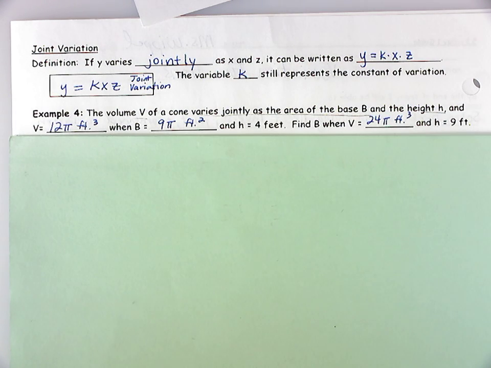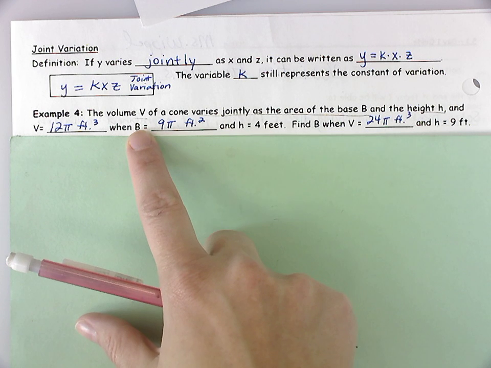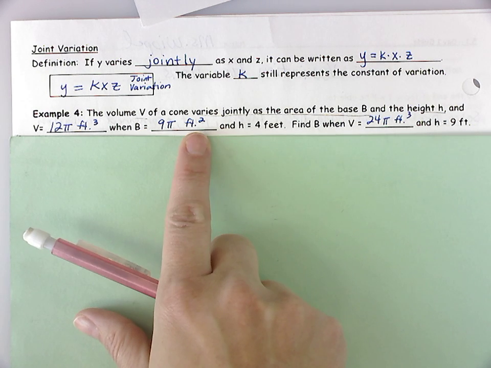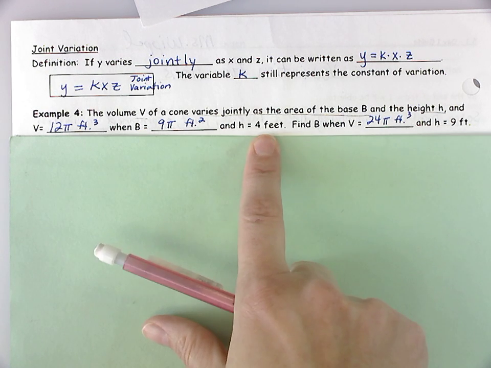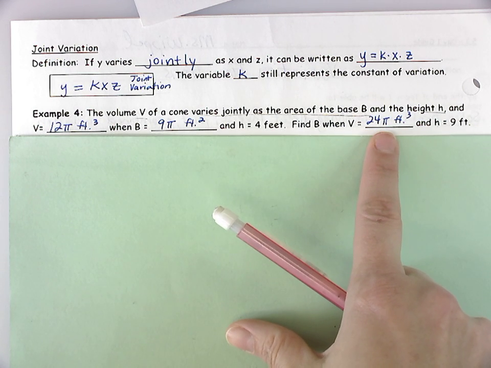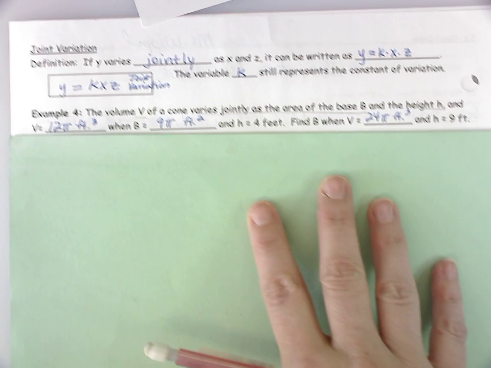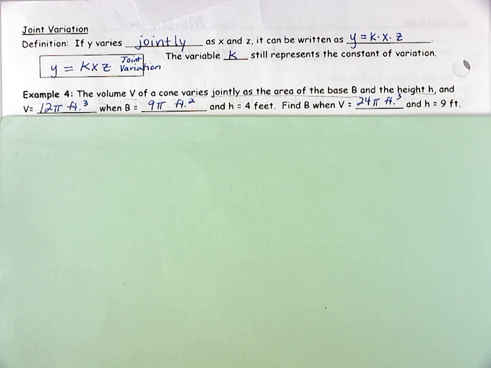The volume V of a cone varies jointly as the area of base B and the height h, and V, the volume, is 12 pi feet cubed when B, the area of the base, is 9 pi feet squared and h is 4 feet. Find B when V equals 24 pi feet cubed and h is 9 feet. There are a lot of numbers in there, so we're going to break this down and do it a little bit at a time.